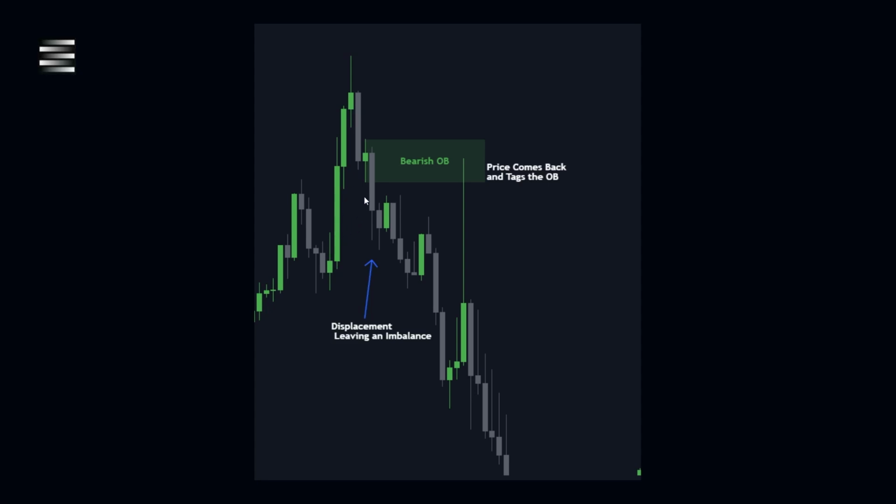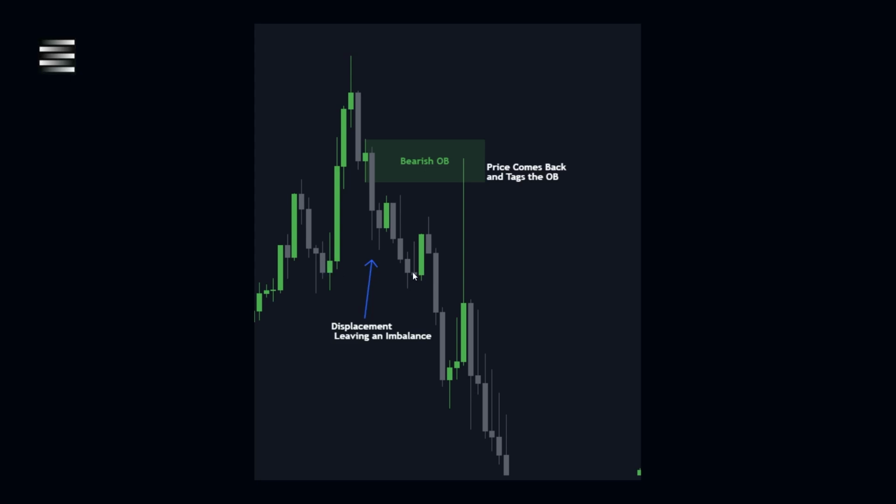This move would also be considered displacement because there is a fair value gap left. So we have an energetic move. Now, before a move, the last green candle before the move down will be your order block. Okay. So before this move up, this down close candle would be an order block.